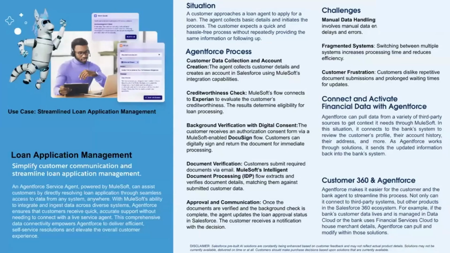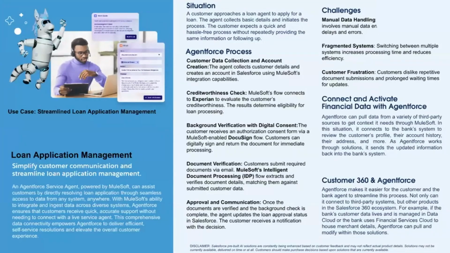MuleSoft internally calls Experian to check the creditworthiness of the customer, which helps us understand the eligibility for the loan processing. Once that is done, the customer receives an authorization consent via MuleSoft, which is enabled via the DocuSign process, and the customer digitally has to sign and return the document.